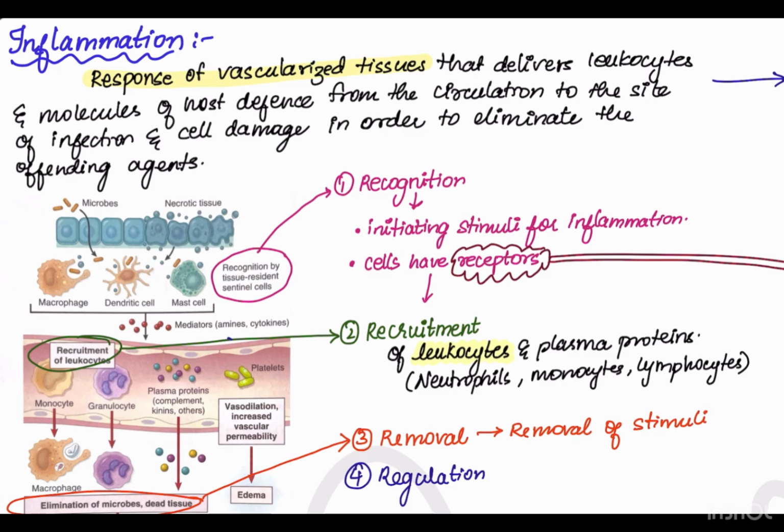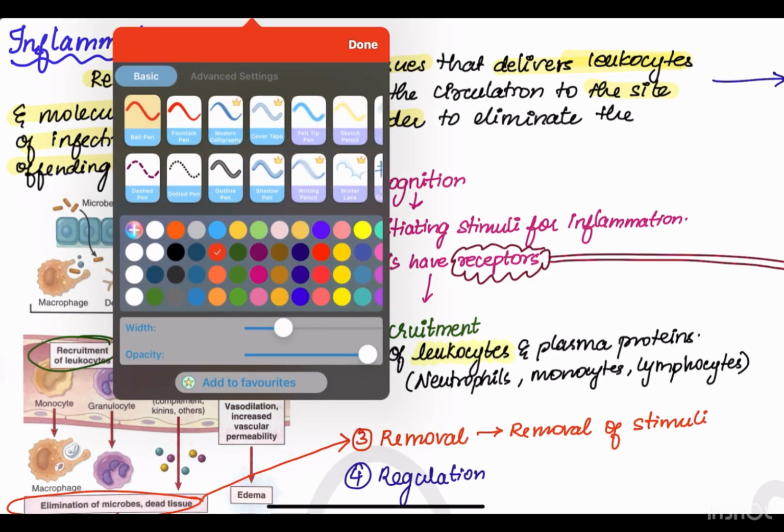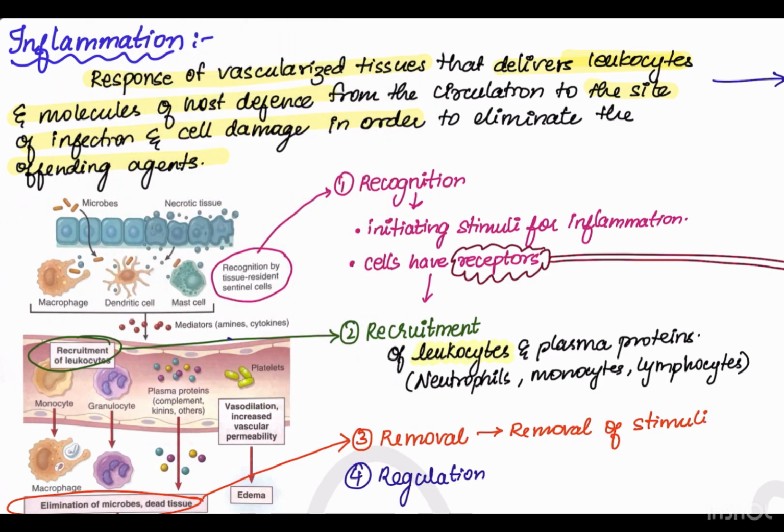It is the response of vascularized tissue that delivers leukocytes and molecules of host defense from the circulation to the site of infection and cell damage in order to eliminate the offending agents. Now I know that the definition is quite huge, but if we understand it, it will be easy to write the definition. For now, we'll understand the concept and then try to read the definition again, which will be easier.